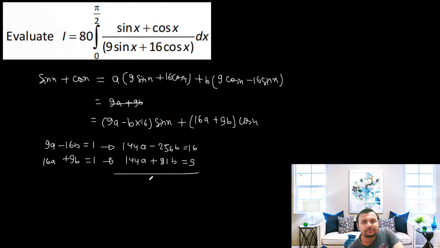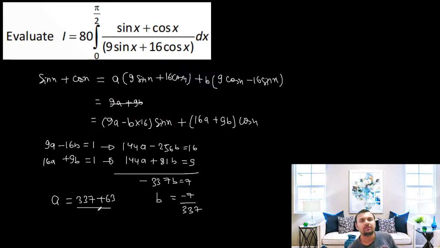Subtract it. So b is minus 7 by 337. Similarly, a will come out to be, if we put b, 63 upon 337 plus 16 into 16.